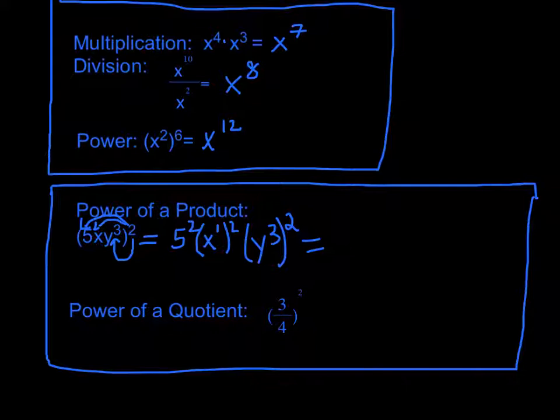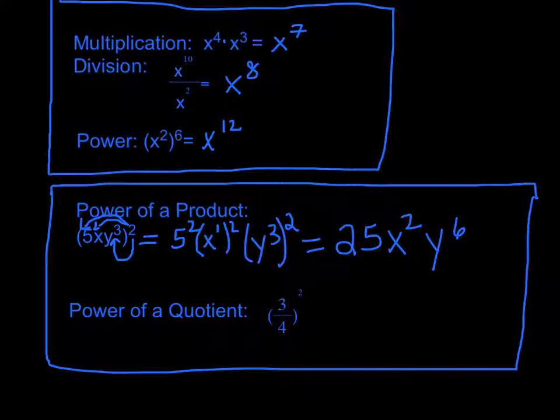So I'm going to do 5 squared, which is going to give me 25. And then remember again that if you have a power to a power, we multiply those exponents. So that's going to be x to the second. And then one more time, we have a power to a power. So we're going to multiply those exponents. So that would be 25, x to the second, y to the sixth.